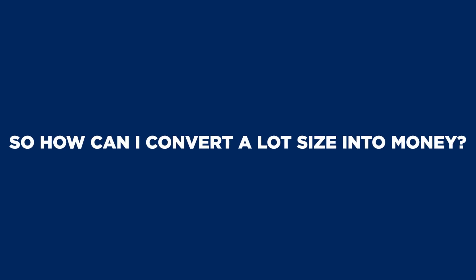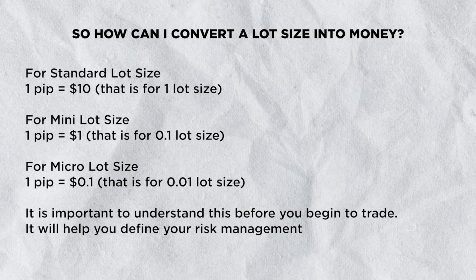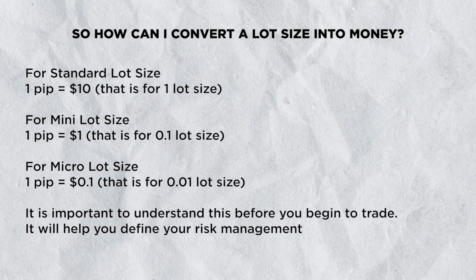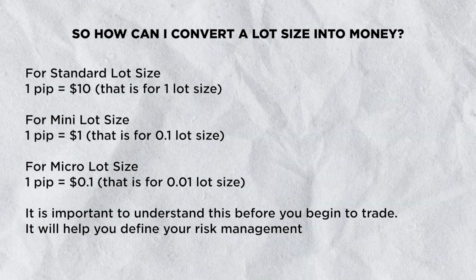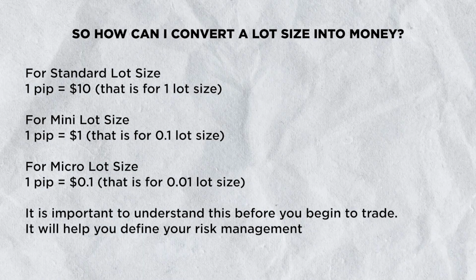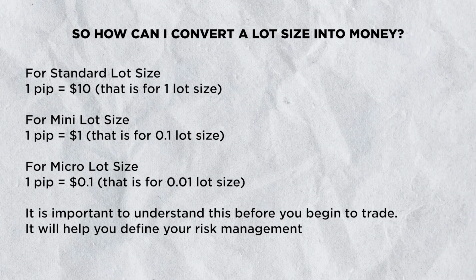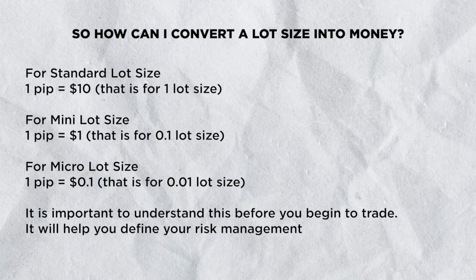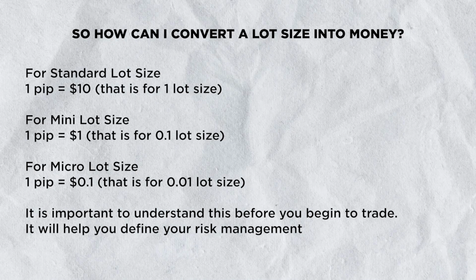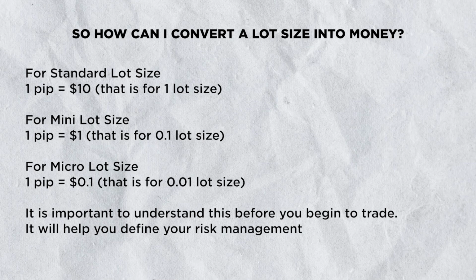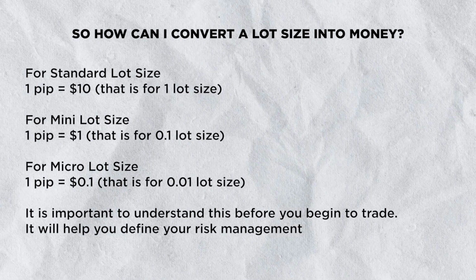So how can I convert a lot size into money? For standard lot size, 1 pip equals $10. That is for 1 lot size. For mini lot size, 1 pip equals $1. That is for 0.1 lot size. For micro lot size, 1 pip equals $0.1, that is for 0.01 lot size. It is important to understand this before you begin to trade. It will help you define your risk management.